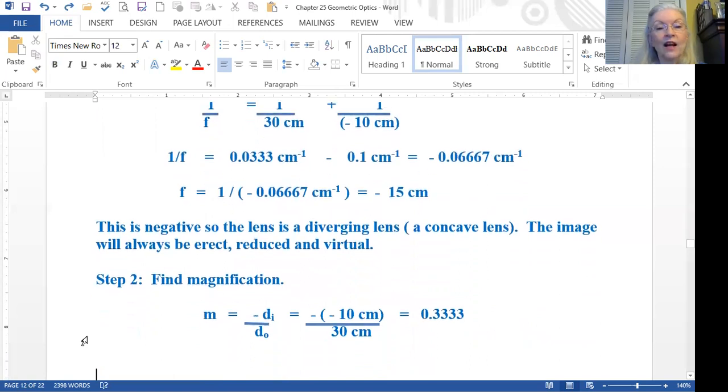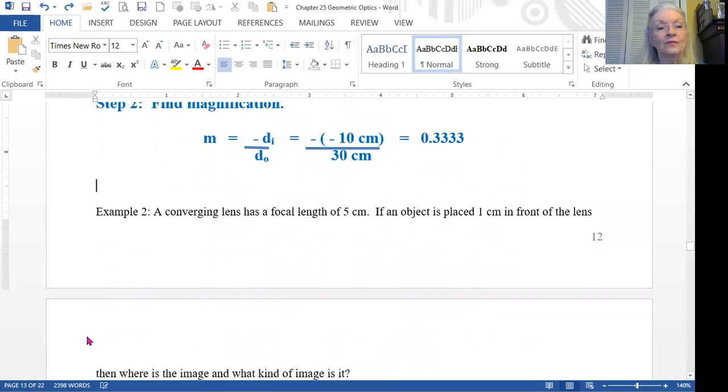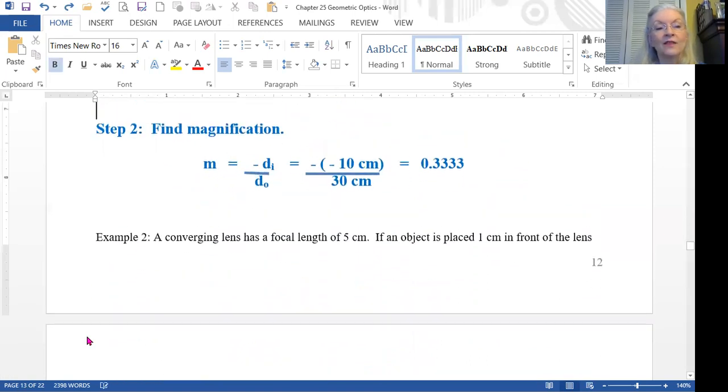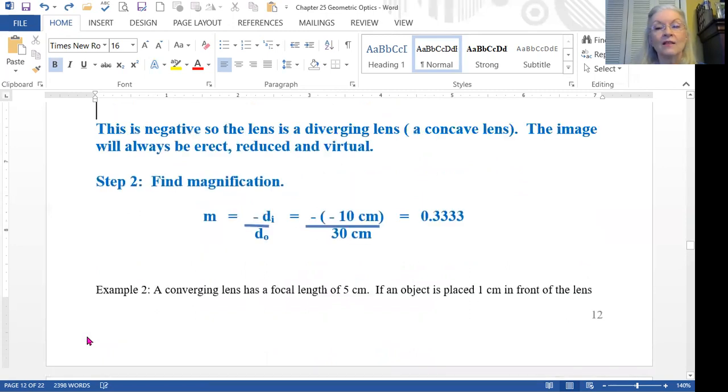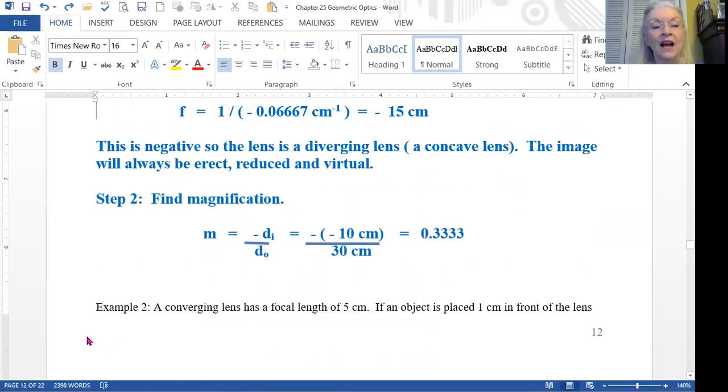We want to find the magnification. So M is equal to minus DI over DO. We don't have any heights, so I left that part of the equation off. So it's equal to minus negative 10 centimeters over 30 centimeters. Well, a minus makes it a plus. 10 divided by 30 is 0.333.